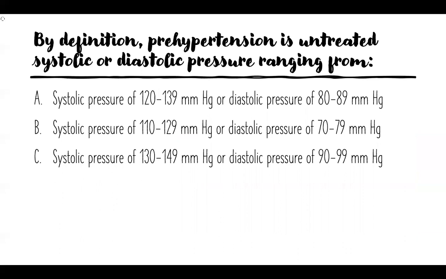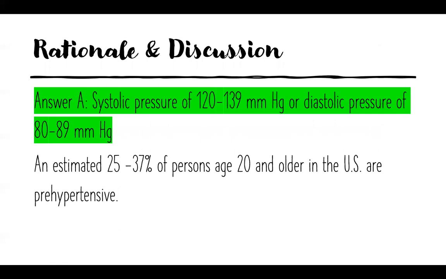Let's look at this question. By definition, hypertension is untreated systolic or diastolic pressure ranging from, is it A, 120 to 139, B, 110 to 129, or C, 130 to 149? All right. So take a minute to look at this. I'm sorry, I didn't read the question correctly. Pre-hypertension is what it reads. Pre-hypertension. Okay. And the correct answer is going to be A.